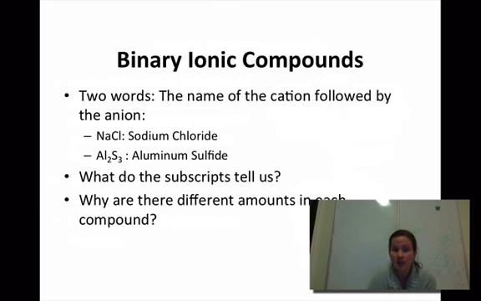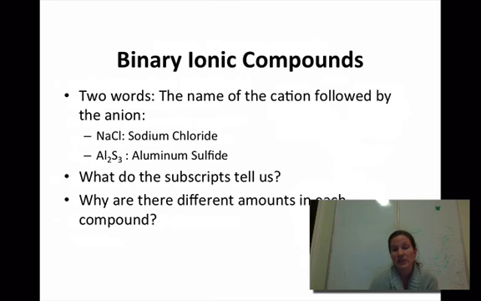What do the subscripts tell us? The subscripts tell us the ratio at which these 2 elements are coming together. So there's 1 sodium and 1 chlorine in the sodium chloride molecule. They're coming together at a 1-to-1 ratio. In the second example, there's 2 aluminums with 3 sulfurs. They're coming out with a 2-to-3 ratio.